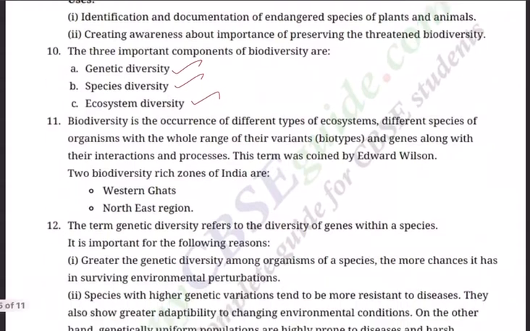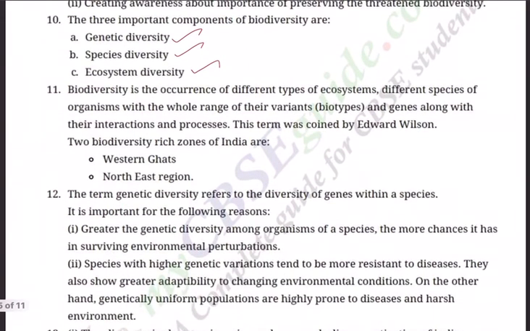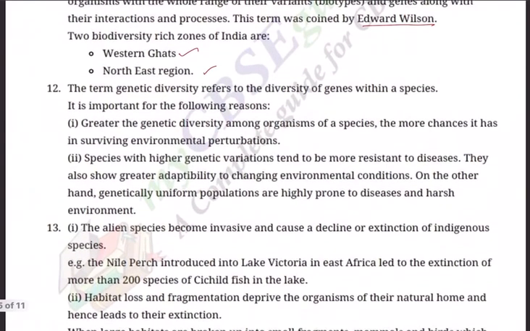The three important components of biodiversity are genetic diversity, species diversity, and ecosystem diversity. Question number 11. Biodiversity is the occurrence of different types of ecosystems, different species of organisms, with the whole range of their variants, that is biotypes, and genes along with their interactions and processes. This term was coined by Edward Wilson. Two biodiversity rich zones are Western Ghats and Northeast region.